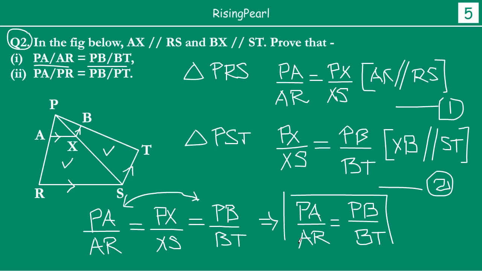So again, like our first question, in this question we started out with one ratio. We used the second theorem and the third theorem, whereby we have a parallel line inside a triangle. We identified a triangle and expressed that ratio as equal to an intermediate ratio, and from the other triangle we used that intermediate ratio as equal to the final ratio. And so from equation 1 and equation 2, we have proven that PA by AR is indeed equal to PB by BT.